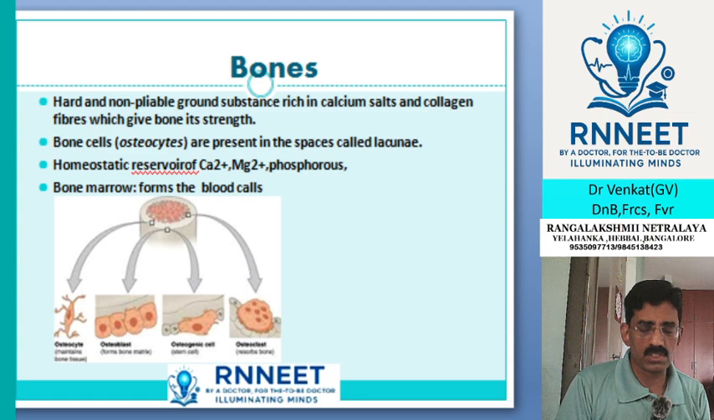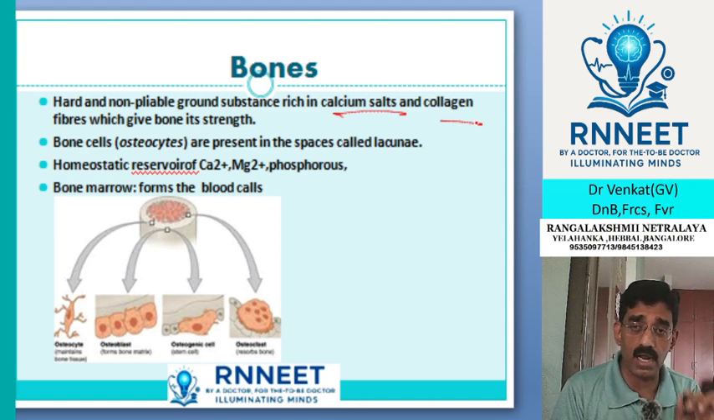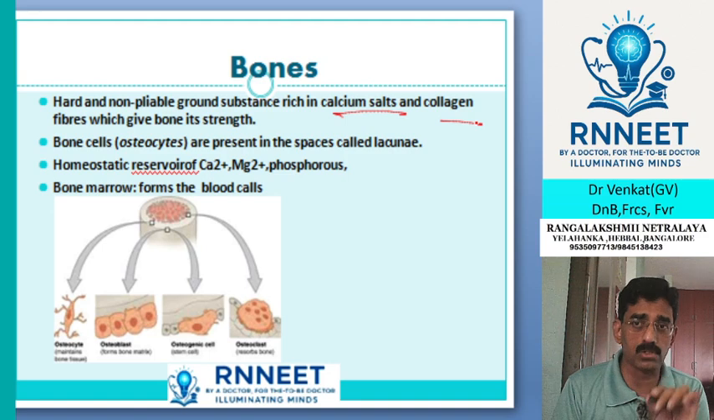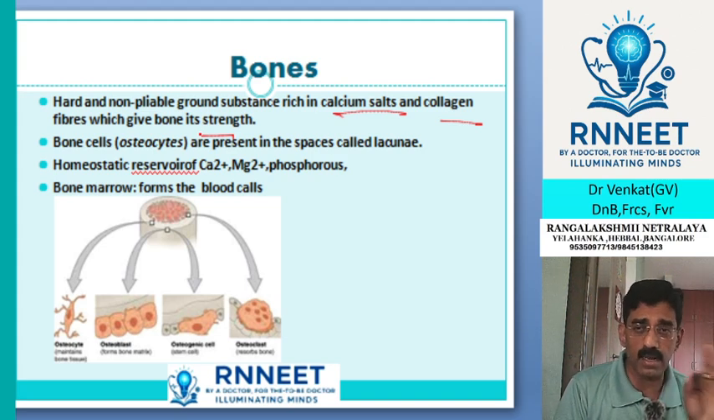Okay, now bones. We saw cartilage, we know bones are a harder substance. They have calcium, collagen. Not only do they have calcium, they have calcium, magnesium, and phosphorus. They are a storehouse of calcium, magnesium, and phosphorus, which basically give it strength. Now the bones actually are made up of not just one type of cell. There are three types of cells.